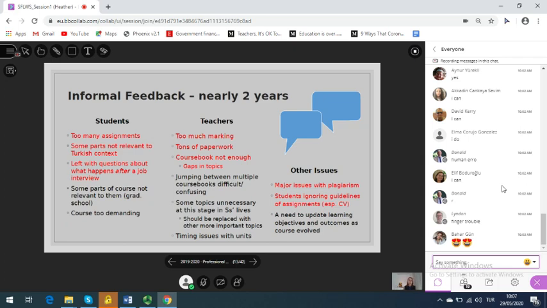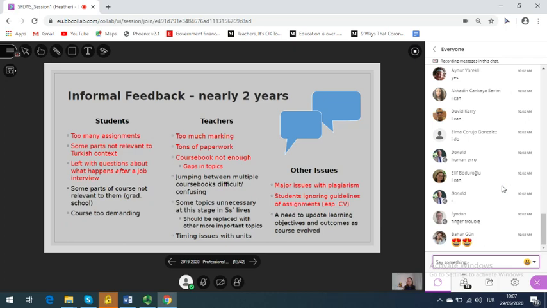So you can see the students, there were just too many assignments. There were some parts that didn't really relate to the Turkish context, real life. There was too much paperwork for the teachers. We also had real big issues with plagiarism for some of the more major assignments, like the statement of purpose. So these changes were made as the semesters went on, let's say.